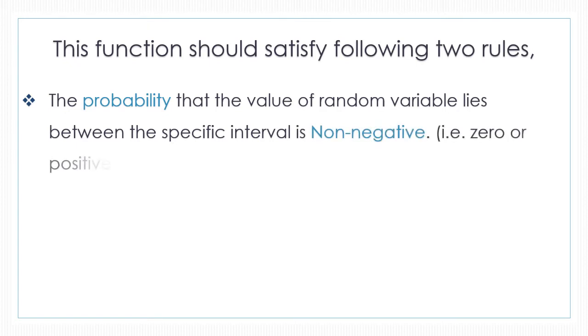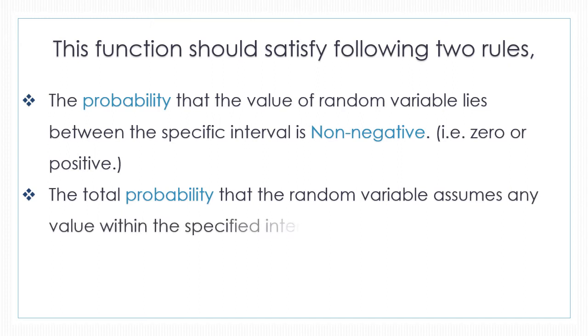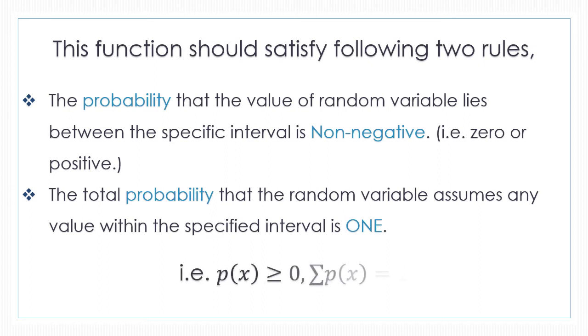That is, it should be either 0 or positive. So it's the same thing: the probability should not be negative, it should be either 0 or a positive value. And the second thing is that the total probability that the random variable assumes any value within the specified interval is 1. So the total probability of all those things should be 1. And if I want to state it in symbols, P(x) should be greater than or equal to 0, that is the probability, and the total of P(x) should be 1.